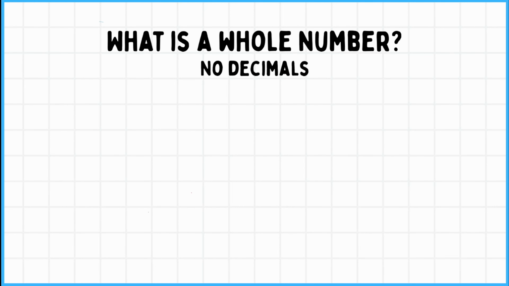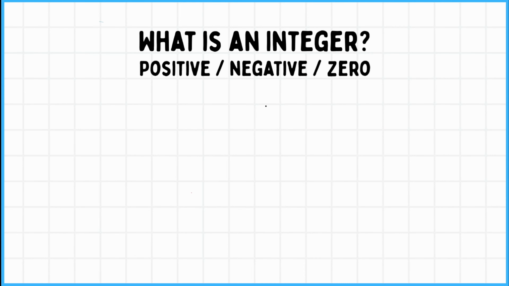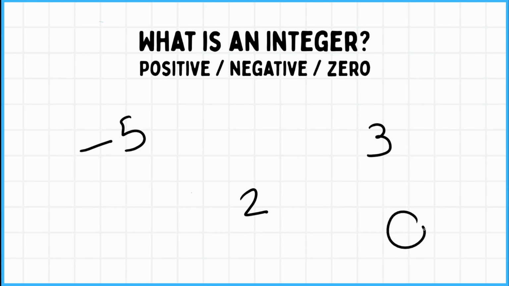Let's start off with whole numbers. So whole numbers are numbers that do not contain decimals that are positive. So for example, 1, 2, 3, 4, 5, and so on and so forth. An integer is a number that can be both positive and negative and also includes 0, but it must be a whole number in the sense that it does not contain any decimals. So an example of an integer could be -5, could also be 3, could be 2, and could be 0.